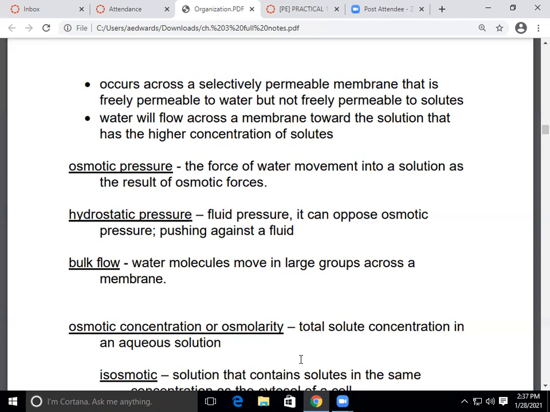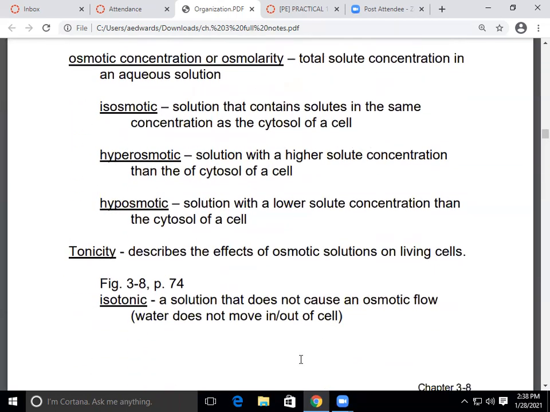All right, bulk flow. So when you buy things in bulk, what does that mean? You buy a lot of it, right? So water molecules are moving in large groups across the membrane. Okay, not so much one at a time. It's like a whole big group of water molecules go across at the same time. That's bulk flow. Okay.